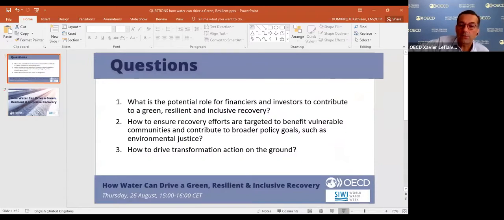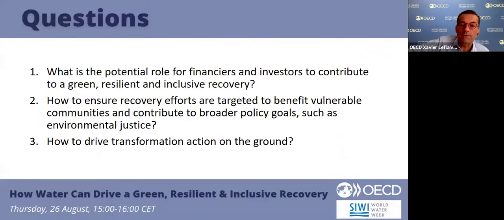The first is about the role of finances. So far, we've heard about governments and utilities, and we'd be interested to see what's the role for financiers or investors in that transition towards a greener, more resilient and inclusive recovery. So if there is a financer in the room, he or she is really very much invited to take the floor and share that perspective.